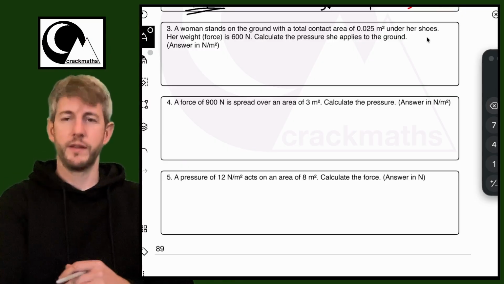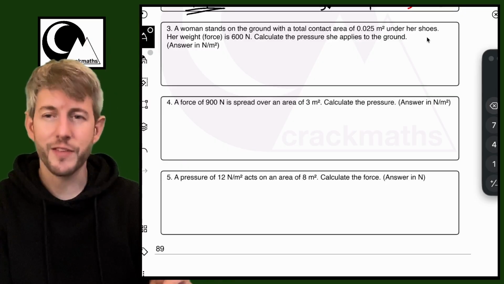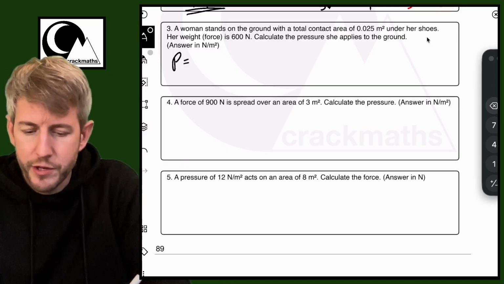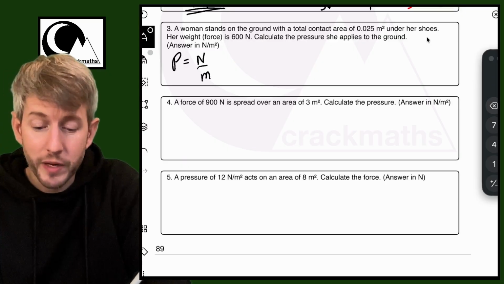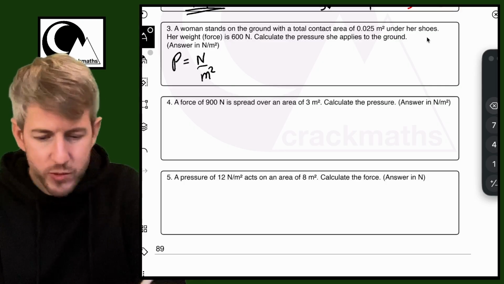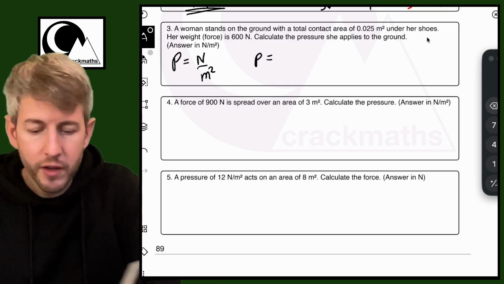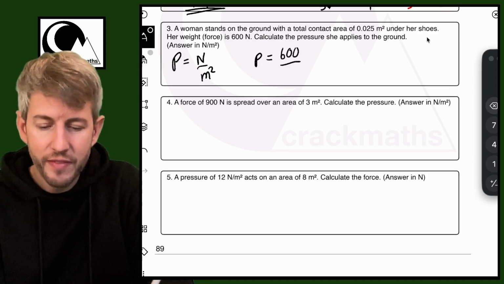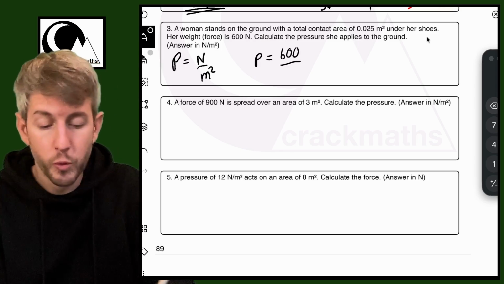If we want to answer this in newtons per meter squared, remember we've got the pressure equals the newtons divided by the meters squared. The pressure is what we don't know. We do know that the force is 600, and then we do know that the area is 0.025.